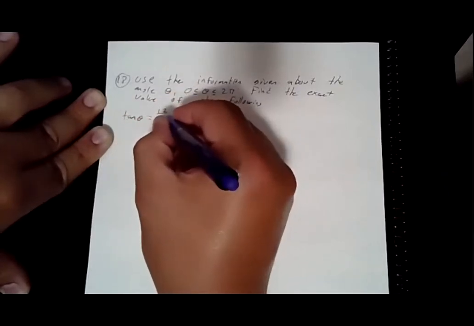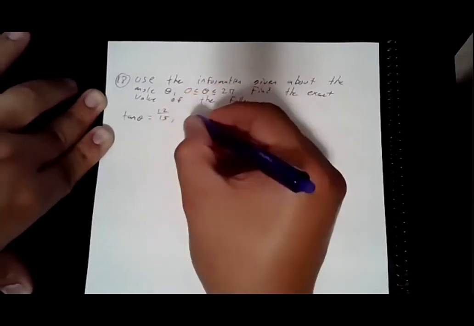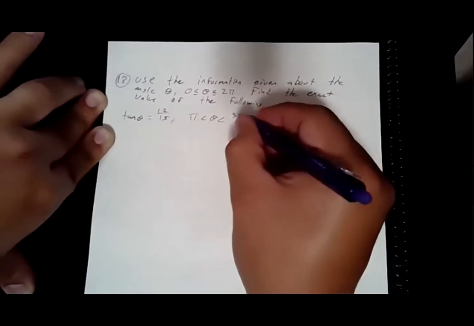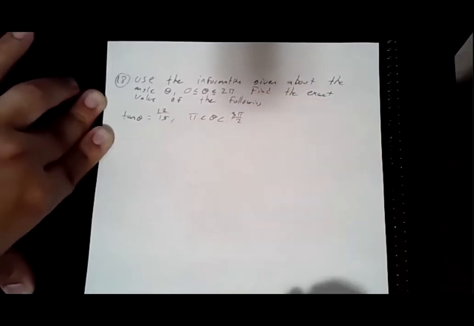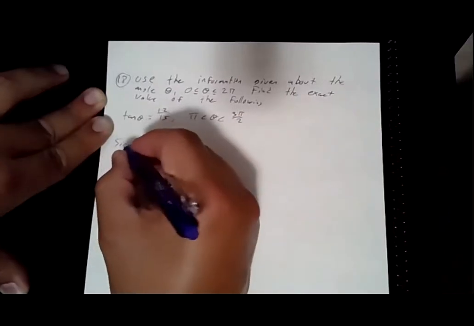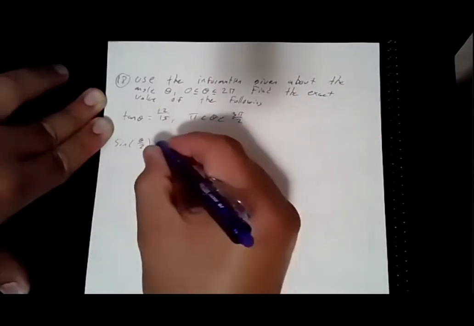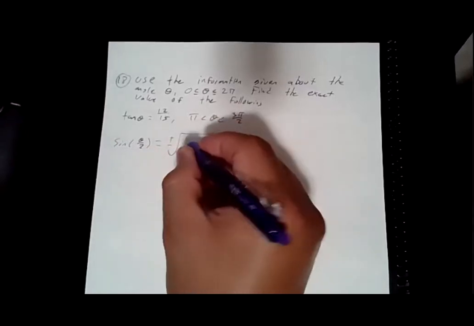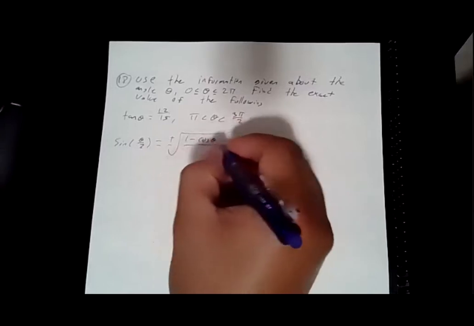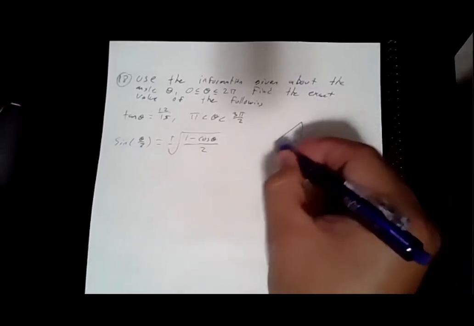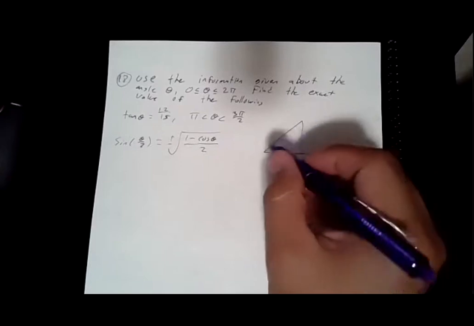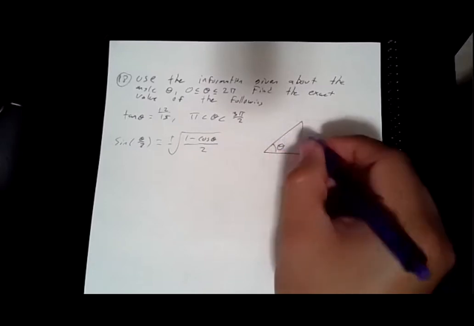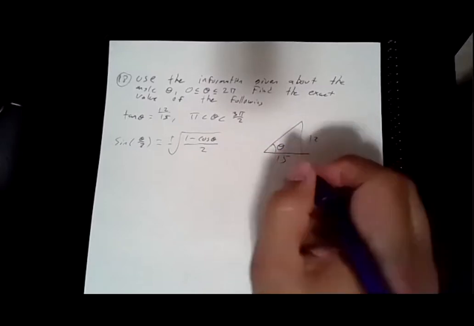To give you the tangent, then they say that theta is between pi and 3 pi over 2. And they ask us to find sine of theta over 2. So the formula is still the same: the square root of 1 minus cosine theta over 2. So we need the triangle to find the missing piece. So that'll be, this theta is here, opposite and adjacent.